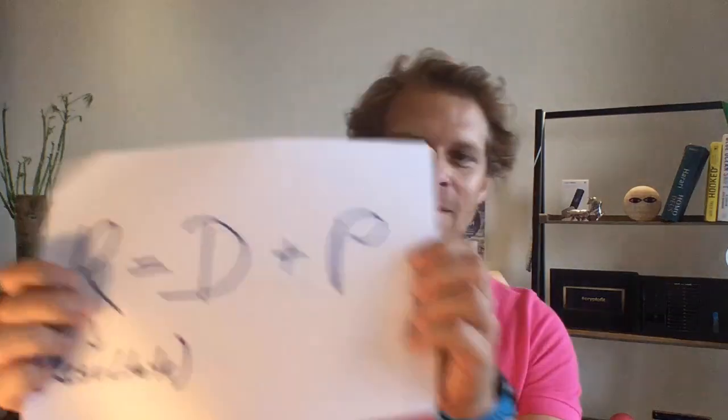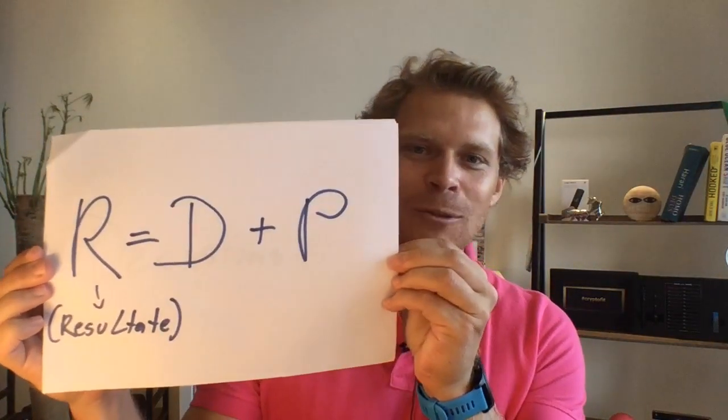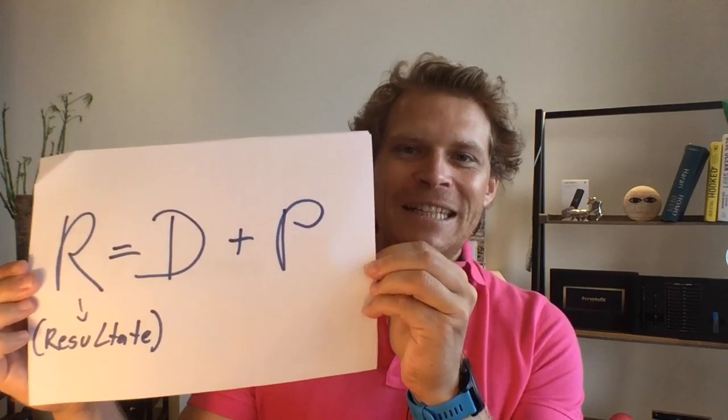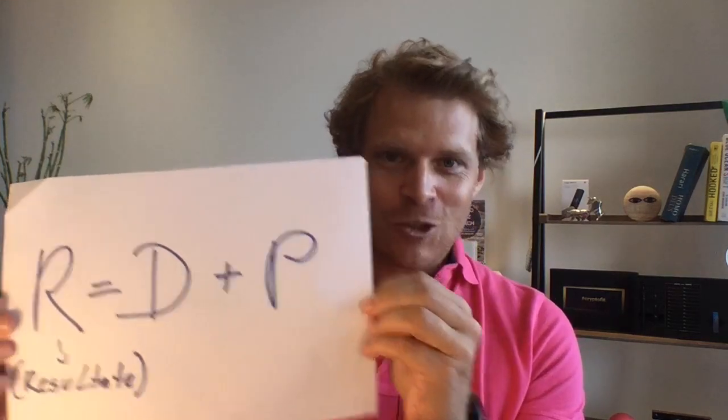This is the formula. R equals D plus P. And R basically means results. So R equals D plus P. And now the question is, what is this D and what is the P?